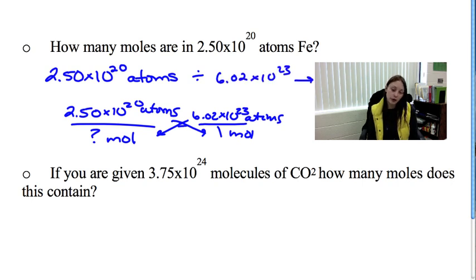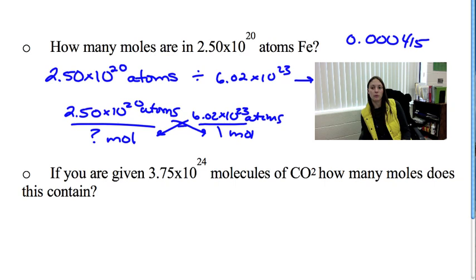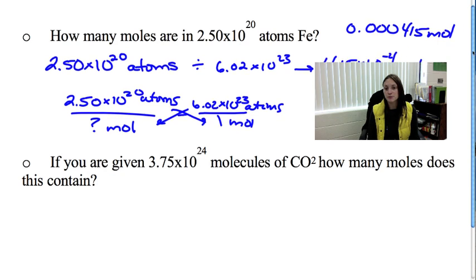Again, be careful when you plug it in your calculator, but we should be getting here 4.15 times 10 to the -4th moles, which is the same thing as 0.000415. You don't have to write it in scientific notation, I just tend to.